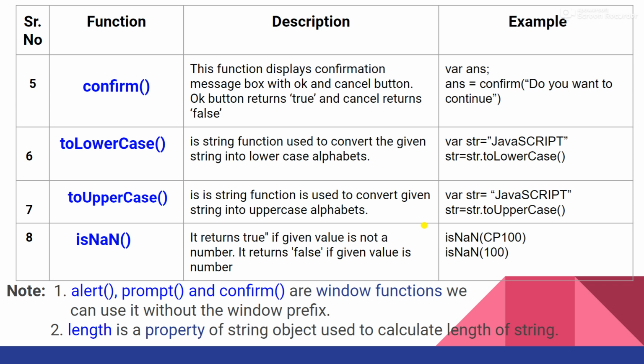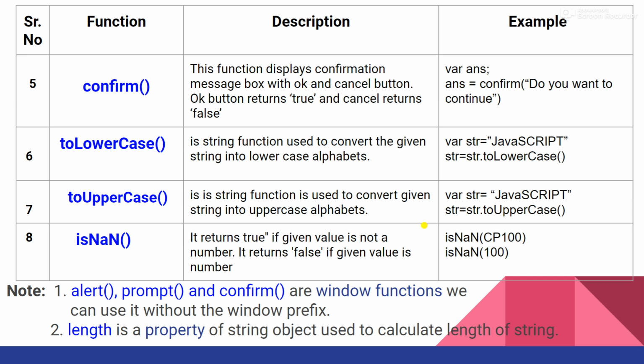See, the function name is isNaN: is not a number, meaning this is not a number. So if it is not a number it will return true, and if it is a number it will return false, right? So it returns true if the given value is not a number. It returns false if the given value is a number.